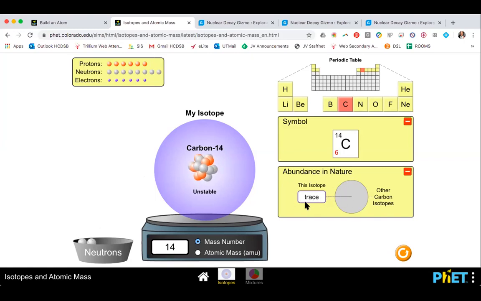Although you might say a trace amount is so insignificant, why do we talk about it? But for carbon dating, it's quite important. Because it's unstable, there is a decay reaction that releases energy, so it is detectable even though it's a trace amount. What happens, just for fun, if we add them all? It's very, very unstable. Okay, so let's go back to carbon 12. So adding or removing neutrons creates different isotopes.